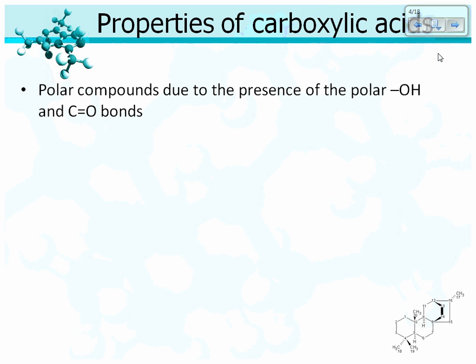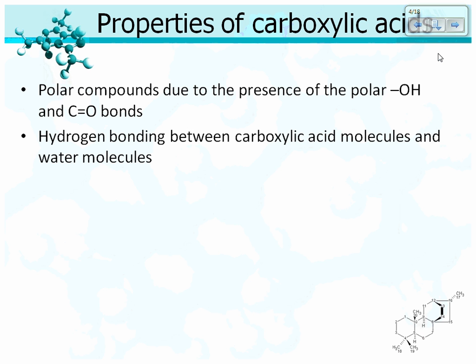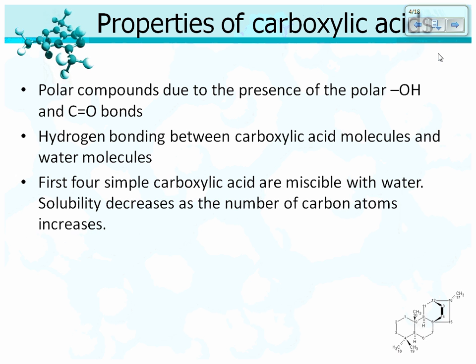They're polar compounds due to that OH and the carbonyl bonds. Because it's got that polar hydroxyl group, you can have hydrogen bonding. So that means we have higher melting points and boiling points. The first 4 simple carboxylic acids, so that's meth, eth, prop, and but: methanoic, ethanoic, propanoic, and butanoic acid. They're miscible with water because of those polar parts of the molecule.